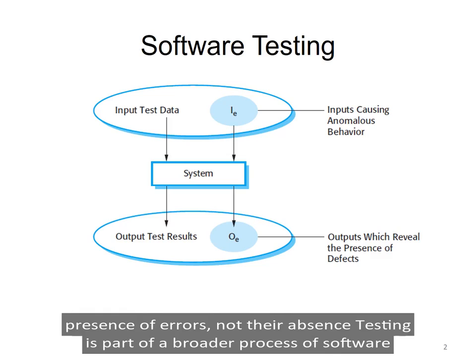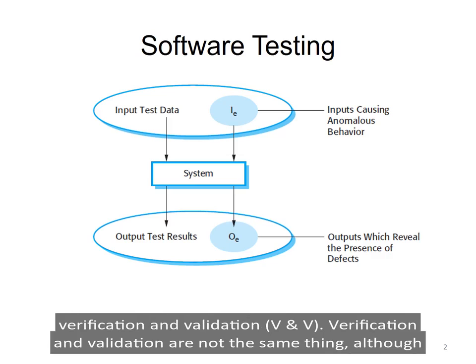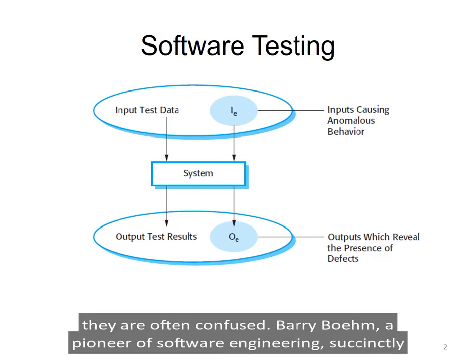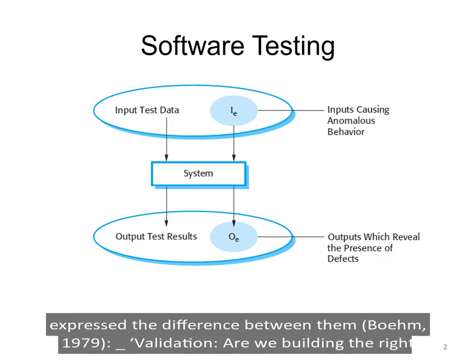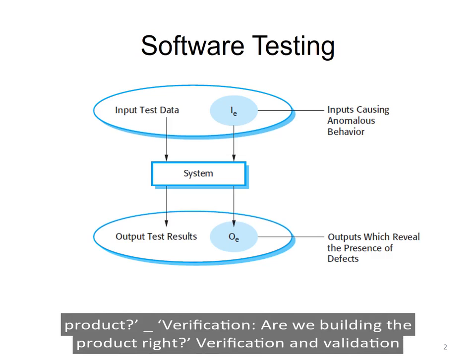Testing is part of a broader process of software verification and validation, V&V. Verification and validation are not the same thing, although they are often confused. Barry Boehm, a pioneer of software engineering, succinctly expressed the difference between them. Validation: are we building the right product? Verification: are we building the product right?